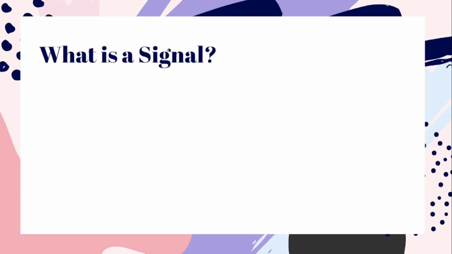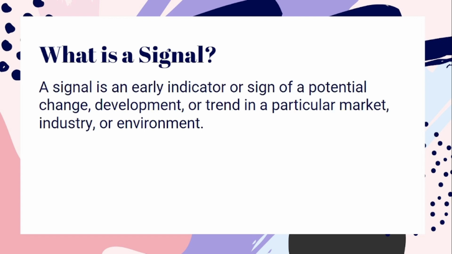In context of business and market analysis, a signal and a trend are two distinct concepts. A signal is an early indicator or sign of a potential change, development, or trend in a particular market, industry, or environment. Signals are often subtle and may not be immediately obvious, but they can provide valuable insights into emerging opportunities or threats. Signals can come from various sources such as consumer behavior, technological advancements, shifts in regulation, or changes in the competitive landscape.